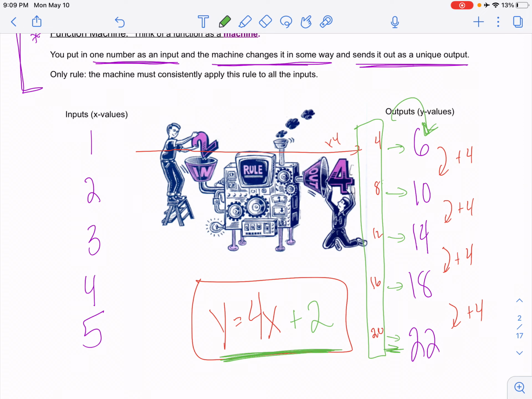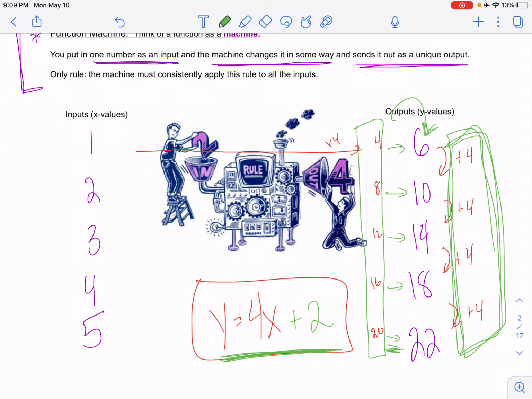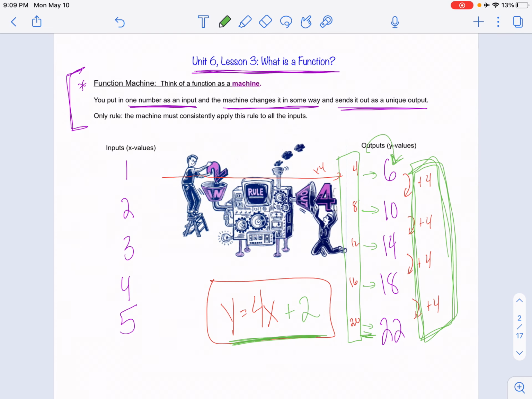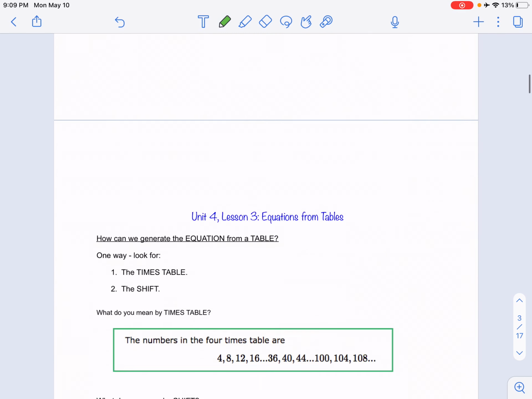So think about what times table you're in by looking for the change, the rate of change. Yes, that is the rate of change as we learned last time. And then look for a shift. Okay, I'm going to have you guys play a little game online. Should be a good one.